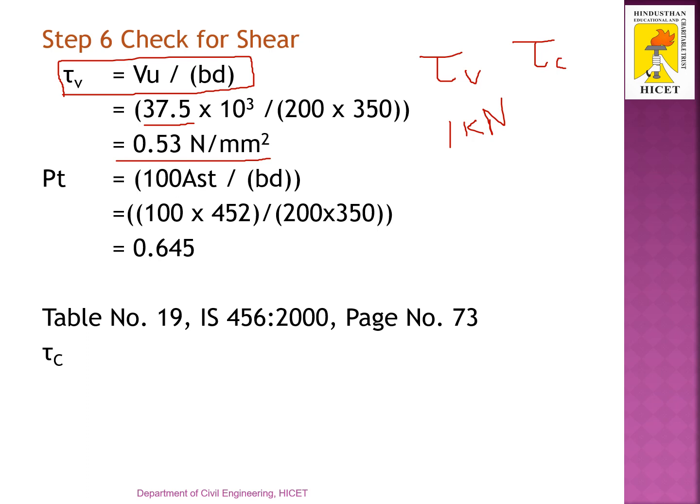Then we have to calculate the design shear stress, that is tau suffix c, based on table number 19 of IS 456-2000, page number 73. For that you have to calculate the percentage of reinforcement, that is P suffix T, that is 100 AST divided by BD. AST is already calculated, B is equal to 200 mm, D is equal to 350 mm. The percentage of steel reinforcement is equal to 0.465.